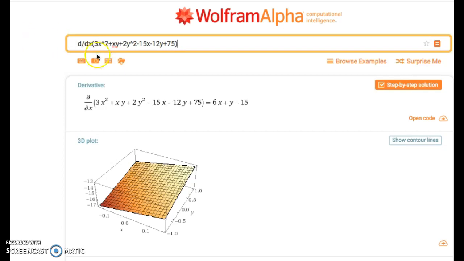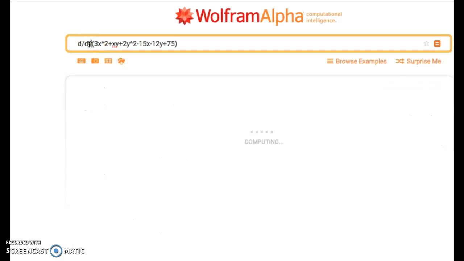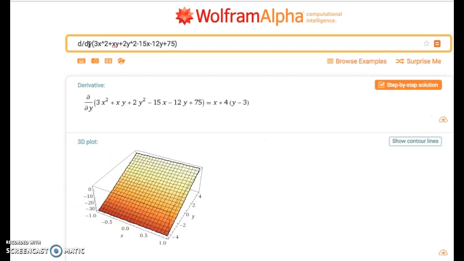It is fairly easy to then modify this a little bit, change the x to a y, and also compute the derivative in the y direction. So take the partial with respect to y. It is going to be x plus 4 times the quantity y minus 3. In this case, we can ignore the plots because we're really after those formulas. Now remember, the critical points really are those places where both of these partial derivatives are zero.